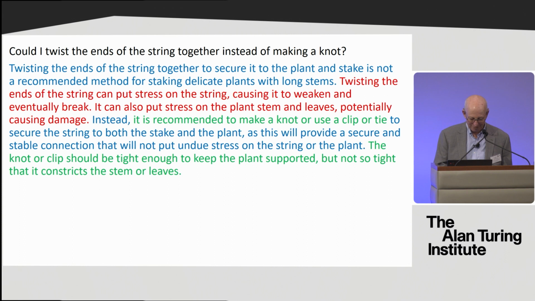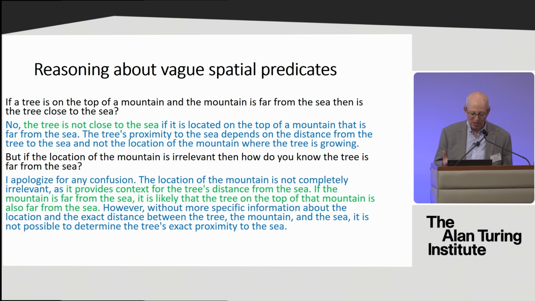A lot of spatial reasoning is vague. We have a lot of vague information when we talk about space. So a classic example here might be: if the tree is on top of the mountain, and the mountain is far from the sea, we'd like to conclude that the tree is not close to the sea. And it's doing okay.